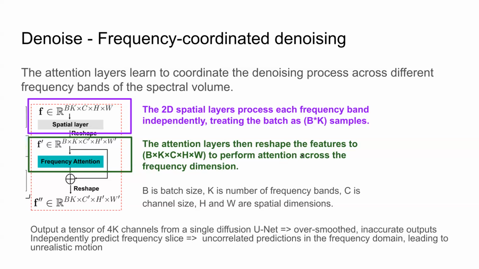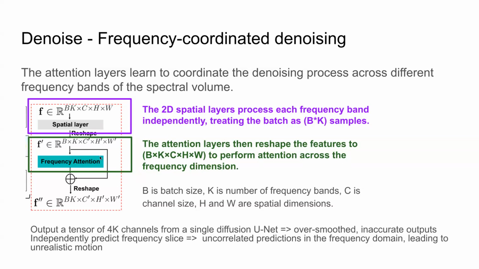So that means in this way, the attention layer is aware that all these K elements belong to one sample. So it can learn the relationship between them, and it can coordinate between the frequency bands. That's why the author built this layer and thinks it can fulfill the target of coordinating frequencies.